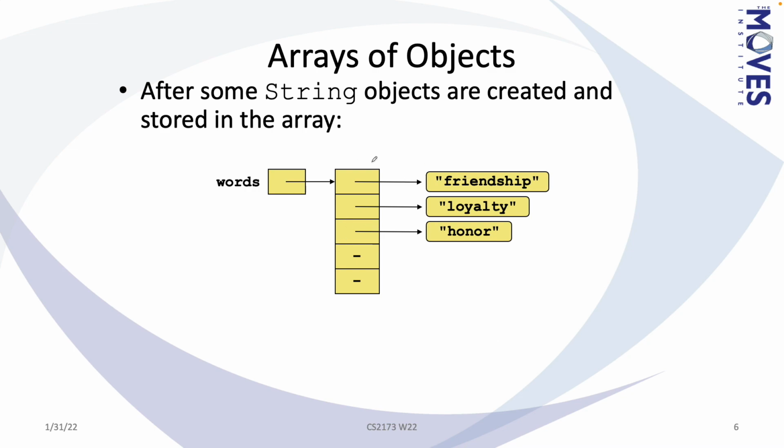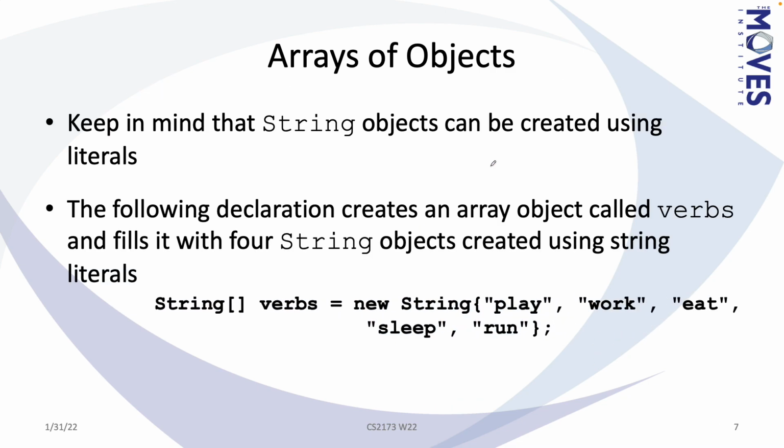Okay, so now, why did you create an array of strings? Well, because you wanted to put some strings in there. So you need to actually put the strings in there. So here we would say words 0 is equal to friendship, words 1 is loyalty, honor, etc. Now we can create them using literals. Oops, this should have been a bracket. So this is kind of my preferred way, but if you want to leave this out, then again, that's fine.